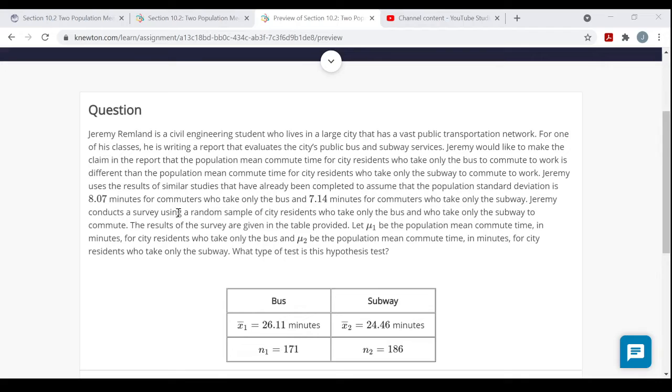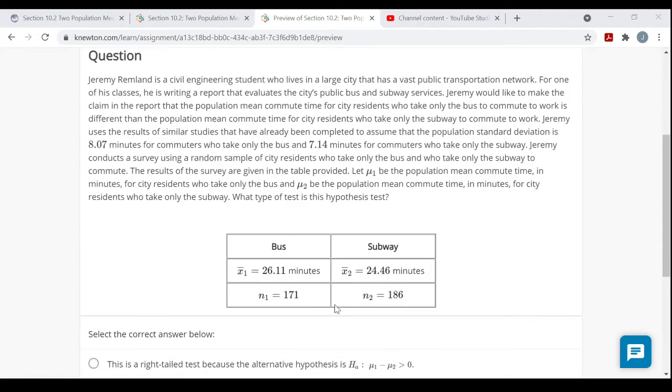Jeremy conducts a survey using a random sample of city residents who take only the bus and who take only the subway to commute. The results of the survey are given in the table provided: your bus commuter sample, your subway commuter sample.